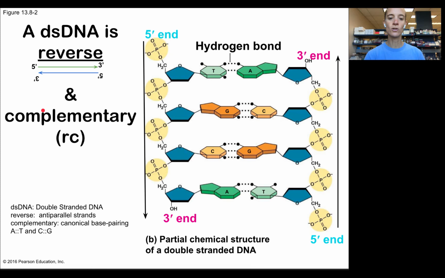There is one notion of the DNA that comes back often, and this is the idea of the double-stranded DNA. In order for DNA to be double-stranded, it must be reverse and complementary. We're going to take a look at those two items. So reverse meaning it's anti-parallel. This goes with the idea that we start with one strand at the 5' end to the 3' end, and the opposite strand will be going in the opposite direction from the 5' end to the 3' end.